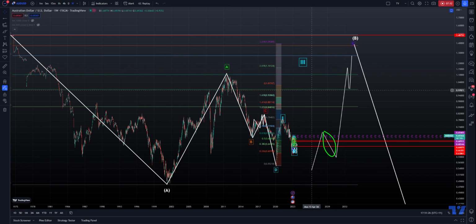But like I said, I'm targeting the end of wave 3 simply because that will be the profit taking. But yeah, like I said, it'll be around that area there.